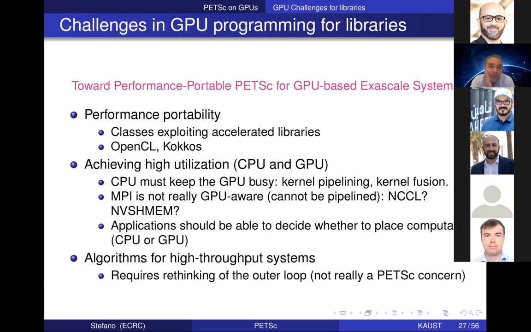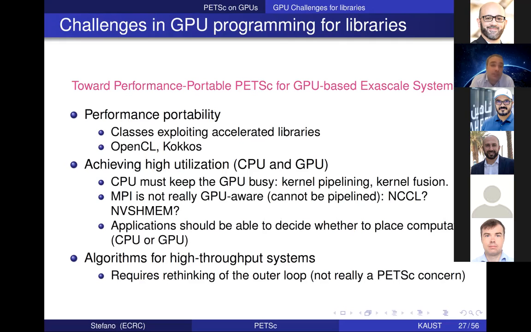This dictates that we have to design specific classes for matrices and vectors that are able to take advantage of the architecture. We already have an OpenCL backend and a Kokkos backend that in principle are meant to be performance portable, but we are also planning to write specific classes for HIP and SYCL. Another huge challenge is that whenever you have CPU and GPU code, you have to be able to achieve high utilization of both CPU and GPU.